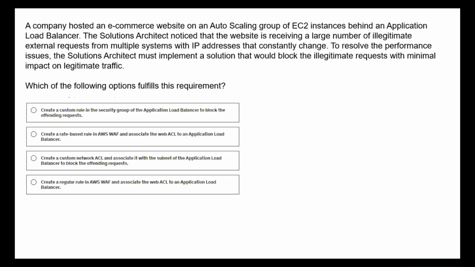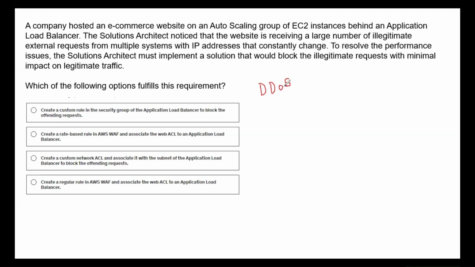Into the next question. A company hosted an e-commerce website on an auto-scaling group of EC2 instances behind an application load balancer. The solutions architect noticed that the website is receiving a large number of illegitimate external requests from multiple systems with IP addresses that constantly change, right? So to resolve the performance issues, the solutions architect must implement a solution that would block the illegitimate requests with minimal impact on the legitimate traffic. So basically here, this is indicating that there is a DDoS attack happening on the environment. So that should give us a clue.